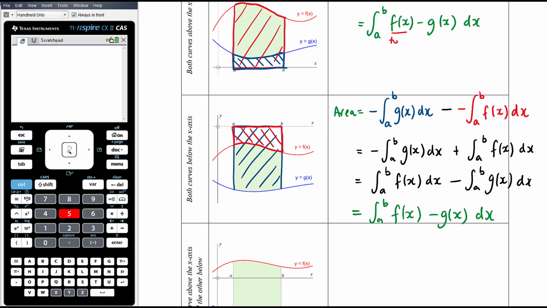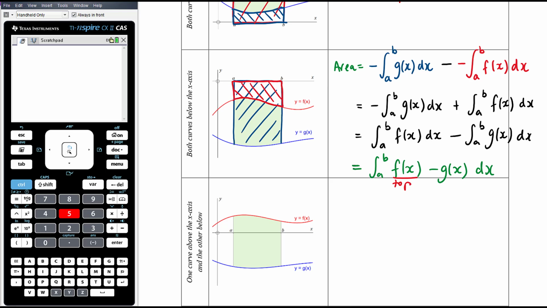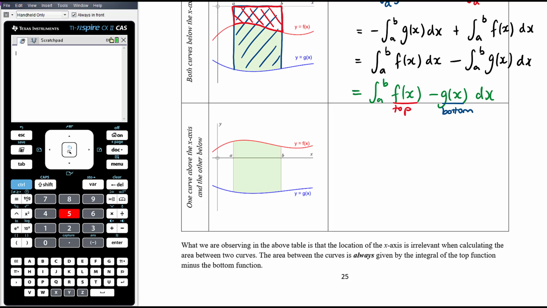Okay, so it is the integral of the top curve minus the bottom curve. When they're both above the x-axis, when they're both below the x-axis, it is also the integral of the top curve minus the bottom curve. Okay, let's have a look at what happens when one is on either side of the x-axis.